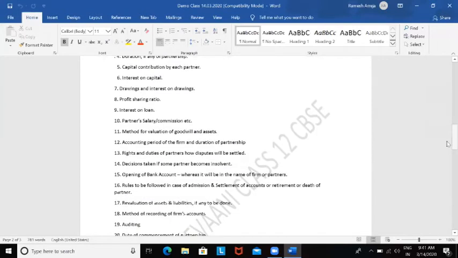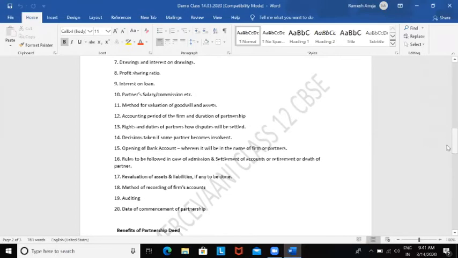Obviously, the accounting period normally is 1 year, that is from 1st April to 31st March. Duration of partnership, I already told you, if it is for any duration, it has to be mentioned. Rights and duties of partners, how disputes will be settled. Obviously, it will be given if any dispute occurs, how this dispute will be settled. If after all these the dispute is not able to get resolved, then they can move to court, wherever they want to do, right?